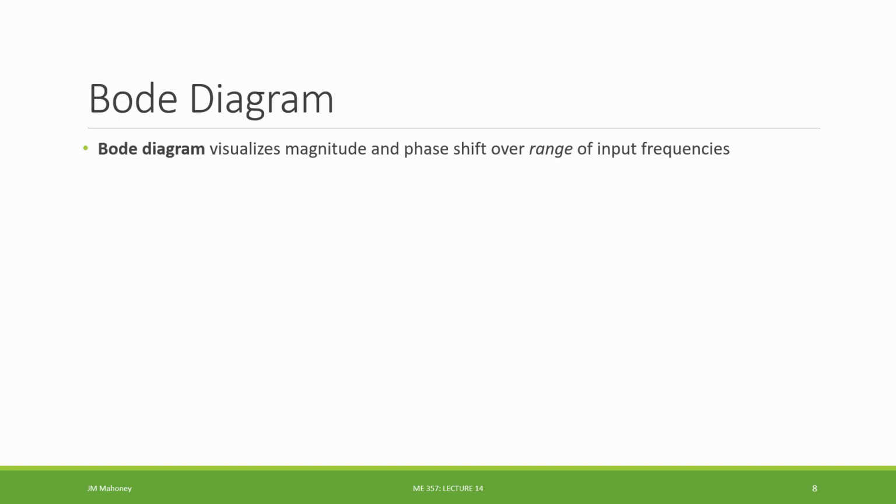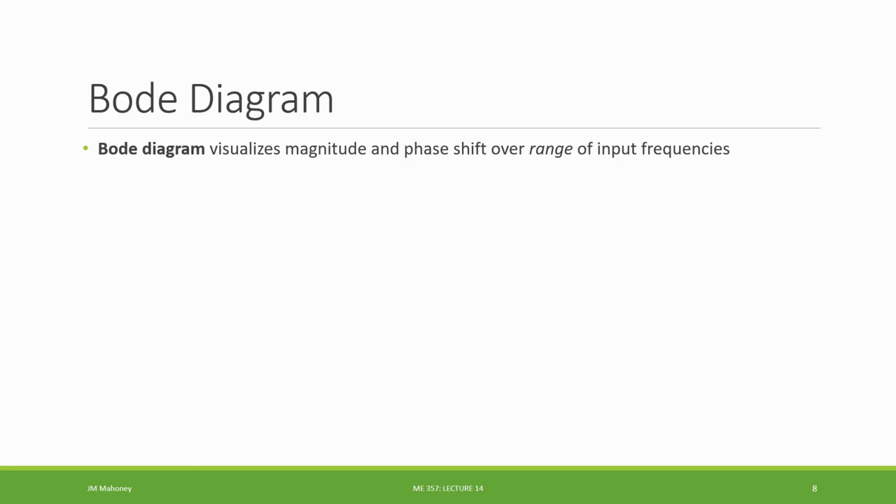And that tool is called a Bode diagram. A Bode diagram visualizes the magnitude and phase shift over a whole range of input frequencies. So it is just visualizing exactly the same equations we just talked about prior to this slide. But now we're going to be able to see over a whole range, is the magnitude going up or down, at what frequencies might it be the highest or the lowest, and the same thing for the phase.